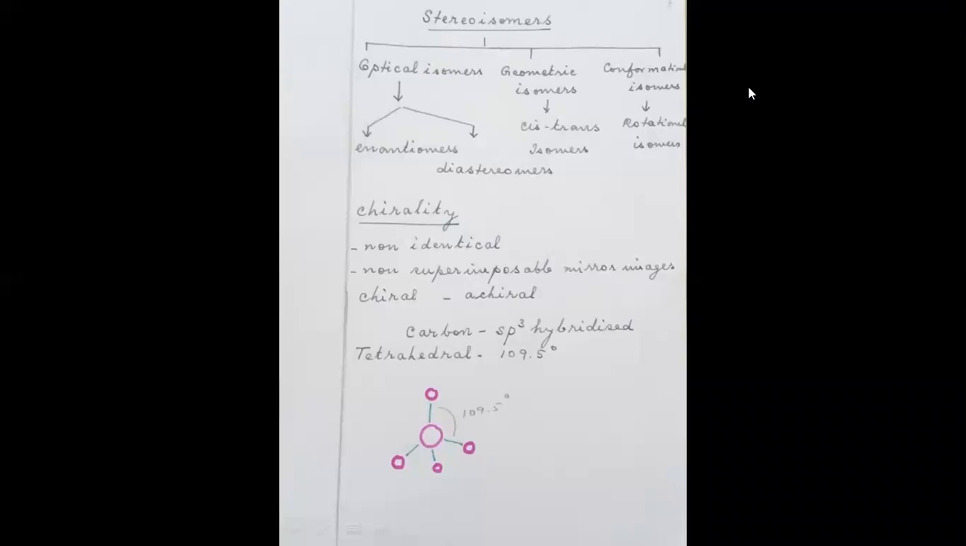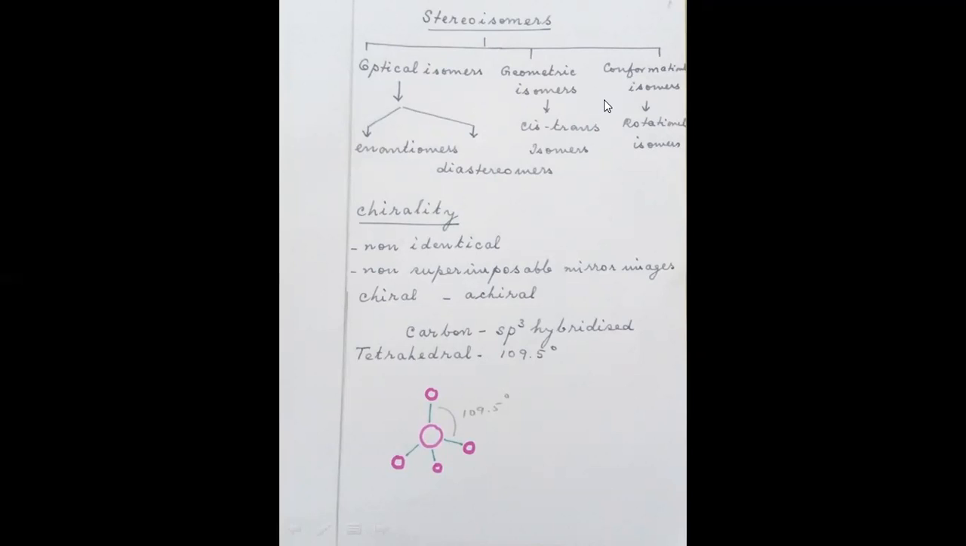So isomers, there are three types: optical isomers, geometric isomers, and conformational isomers. Optical isomers, there are again two types: enantiomers or diastereomers. Geometric isomers, cis-trans isomers. Conformational isomers, rotational isomers. They are called rotational. We call eclipsed configuration or staggered configuration.